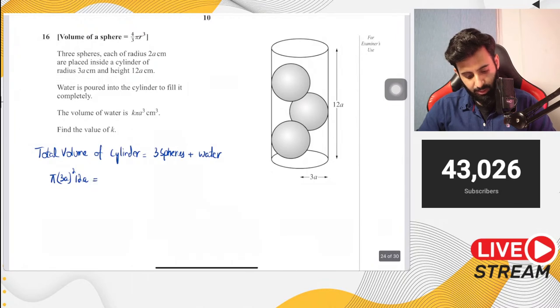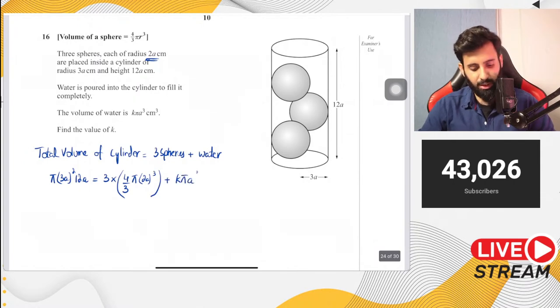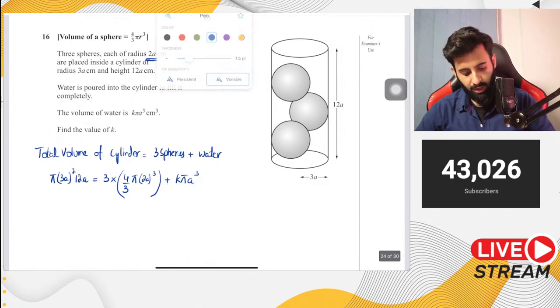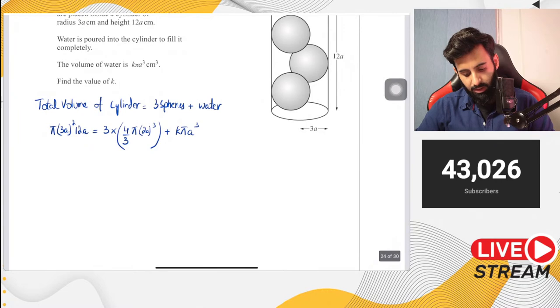This is equal to 3 times the volume of the spheres. Now, what would be the volume of a sphere? 4 upon 3 into pi into r cubed, where r according to the question is 2a, and don't forget to cube it. Don't end up squaring it, don't forget to cube it. Plus the water, which is equal to k pi a cube. And remember, ultimately you have to find out the value of k. Achha, now let's see what happens.